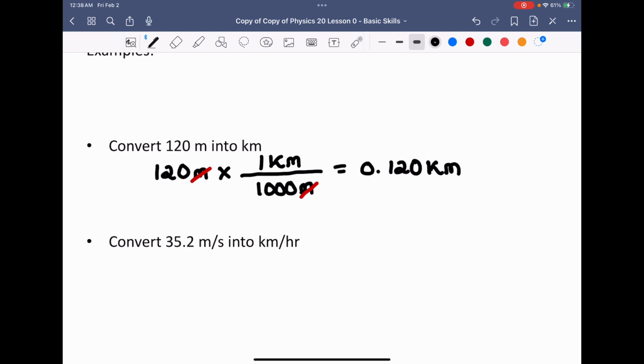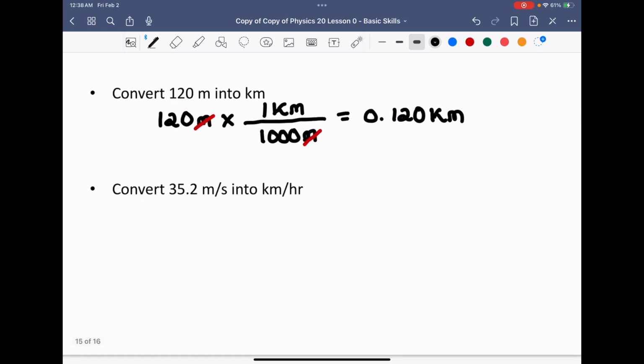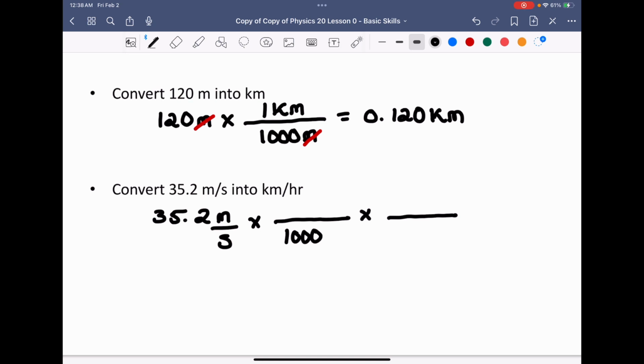Now, let's do that same skill, but we need to cancel out 2 units and convert them into new units. So we're going from meters per second into kilometers per hour. So right away, what I'm going to do is I'm going to go 35.2 meters per second, and I'm going to write it in a fraction like this, multiplied by, we need to do 2 different sections here. So the first one being, let's say I wanted to take the meters and convert them to kilometers. Well, we knew from the previous section, 1,000 meters is equal to 1 kilometer. That's our first conversion factor.